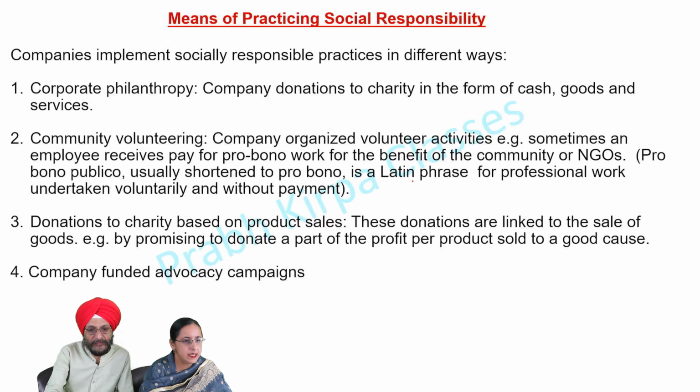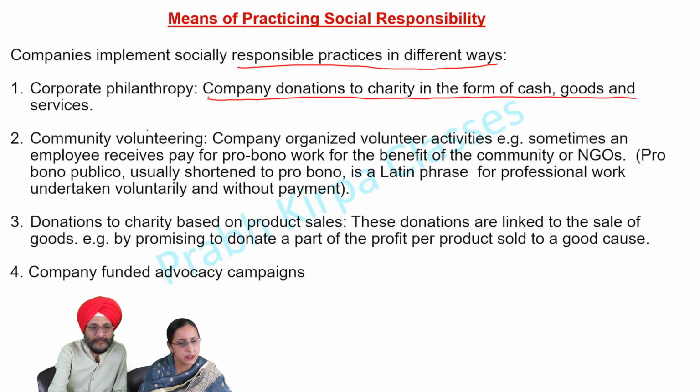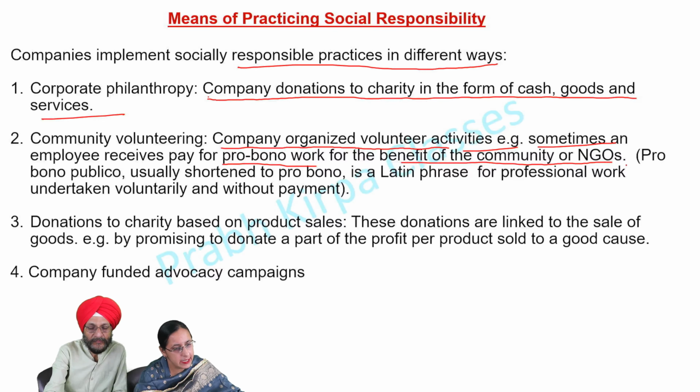Means of practicing social responsibility. Companies implement socially responsible practices in different ways. Number one, corporate philanthropy. Company donations to charity in the form of cash, goods, and services. Number two, community volunteering. Company organized volunteer activities, for example, sometimes an employee receives pay for pro bono work for the benefit of the community or NGOs.